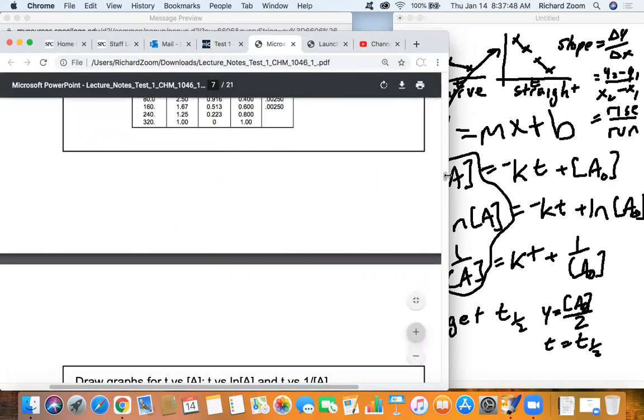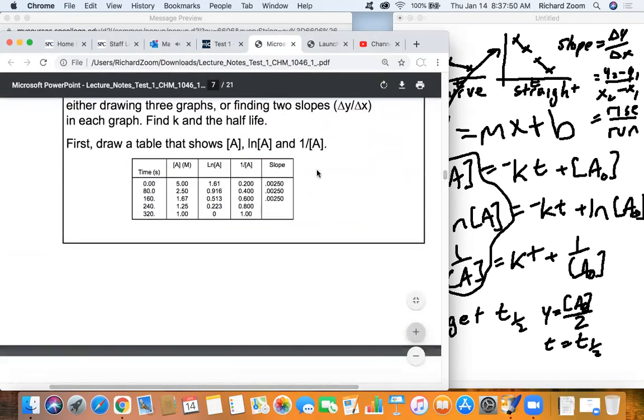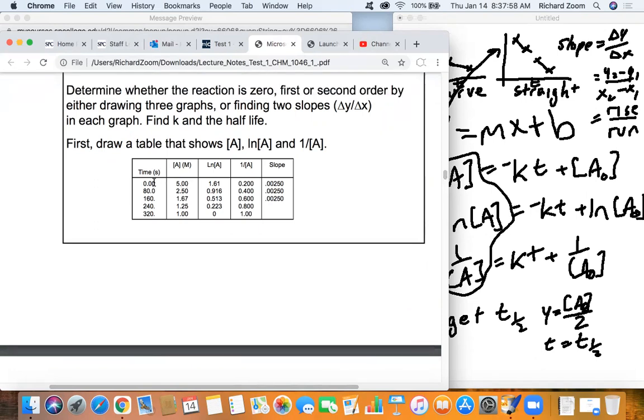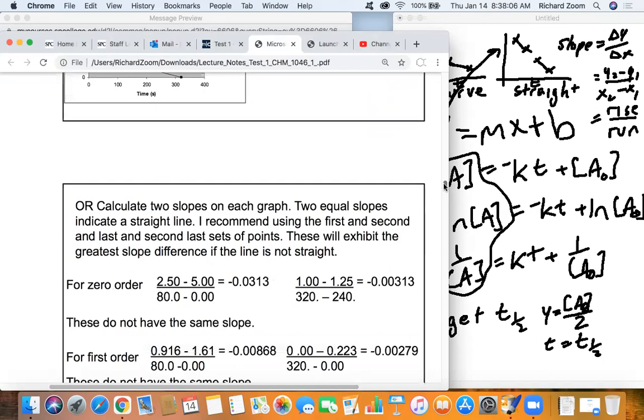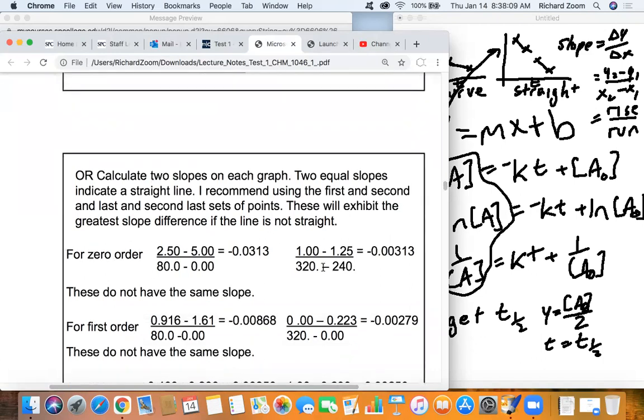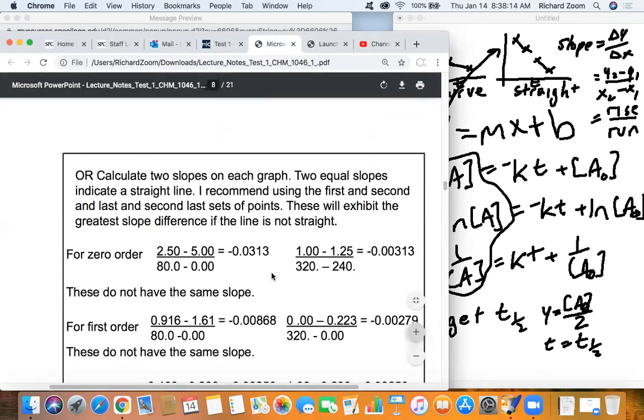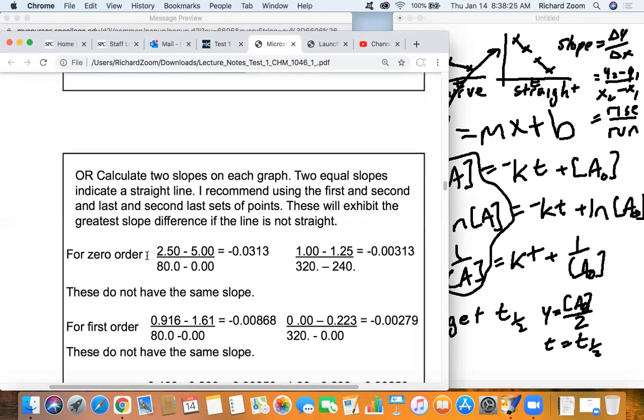So what I'm talking about is we've got a, and that would be 5.00 minus 2.50, so that's the difference in the y values, and 0.00 minus 80.0, and that would be the difference in the x values. And that's how I'm coming up with that slope. And then you'll notice I take the last 2 points and I do exactly the same thing. And you can see that we come up with two different values. I mean, they look the same, but one has an extra 0 in it. So because the slopes are different, we know that the 0 order one is not a straight line.